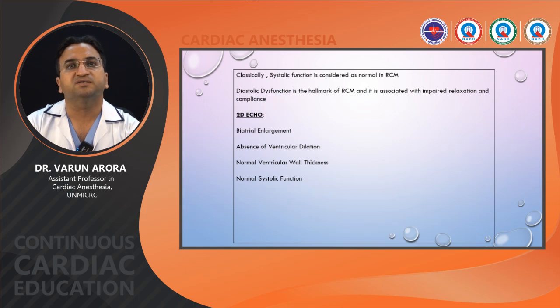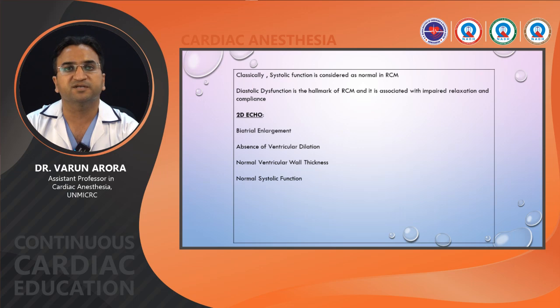Classically in restrictive cardiomyopathy, the systolic function is considered normal, but diastolic dysfunction is the hallmark feature of restrictive cardiomyopathy and is associated with impaired relaxation and compliance. On 2D echo, we can see biatrial enlargement, absence of ventricular dilation, normal ventricular wall thickness and normal systolic function. In this specimen also we can see a marked biatrial enlargement.